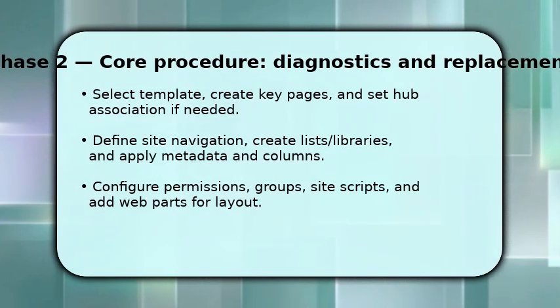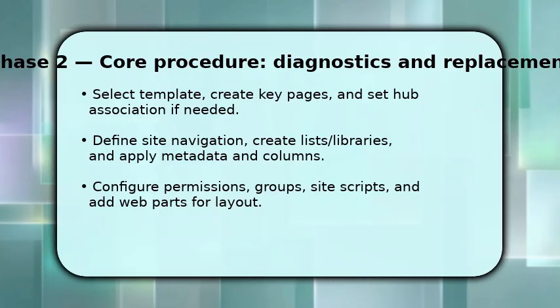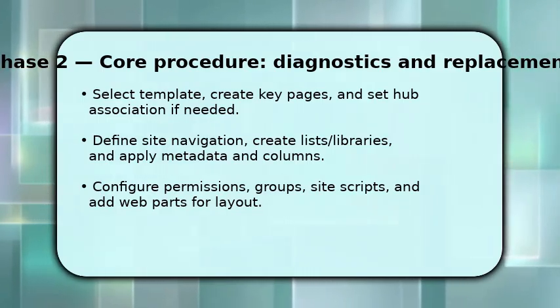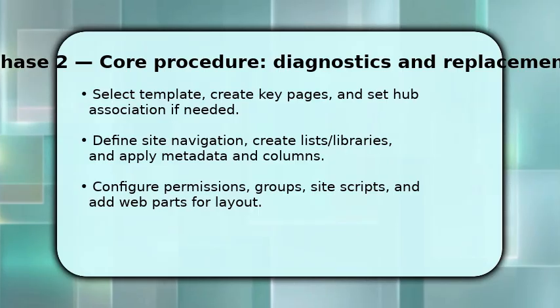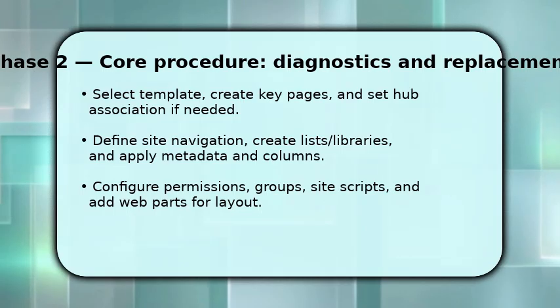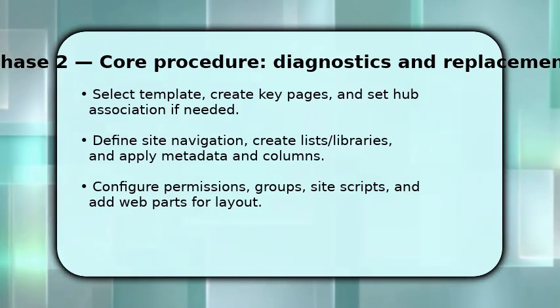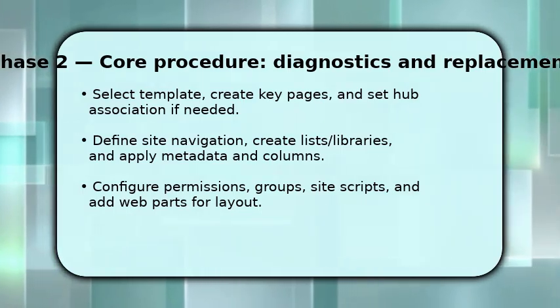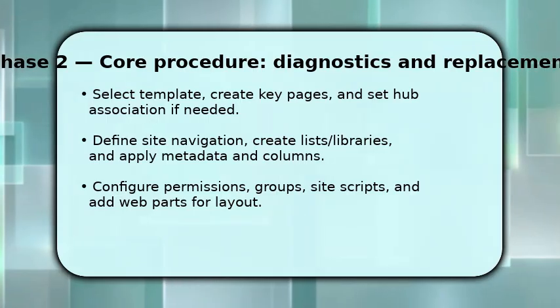Now you'll build the site's backbone. Pick a template, create core pages, and optionally associate with a hub for consistent navigation. Once those are in place, define the main navigation and create document libraries and lists. Apply metadata columns and content types so search and filters work well.